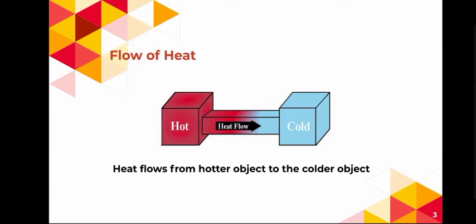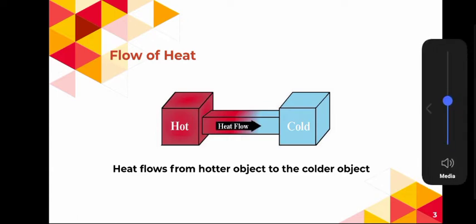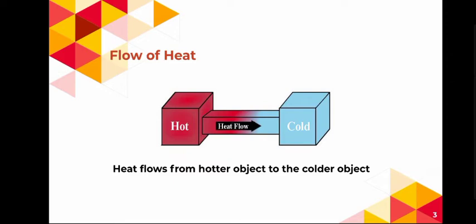When the pan is removed from the fire, what happens? It slowly cools down. Why does it cool down? The heat is transferred from the pan to the surroundings. So you can understand that in both cases, the heat flows from a hotter object to a colder object. In fact, in all cases, heat flows from a hotter object to a colder object.